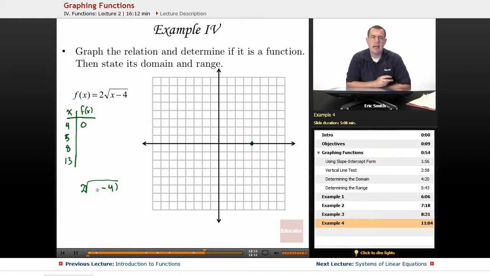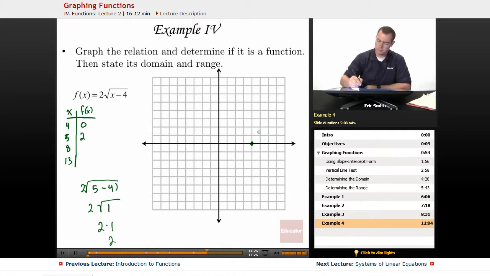So at 4, 0. Let's go ahead and put in our next value, and that'd be the 5. So 2 times the square root of 5 minus 4, that'd be 1. Square root of 1 is 1. So I have 2 as this value. So if I plug in a 5, I have 2 as my output. Okay, looking good. Let's try some more.